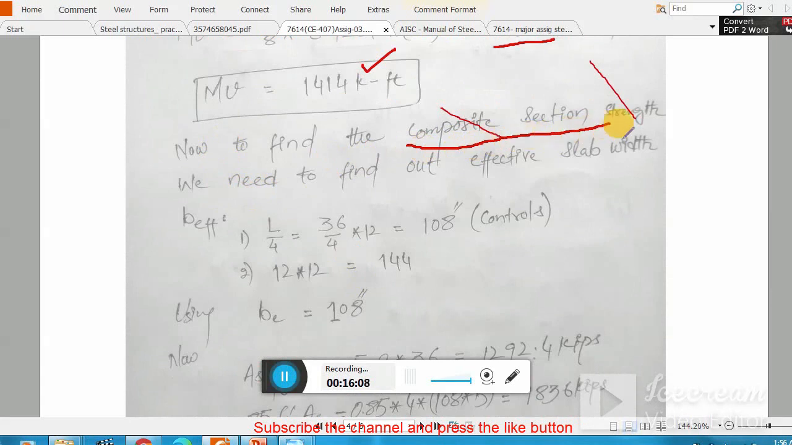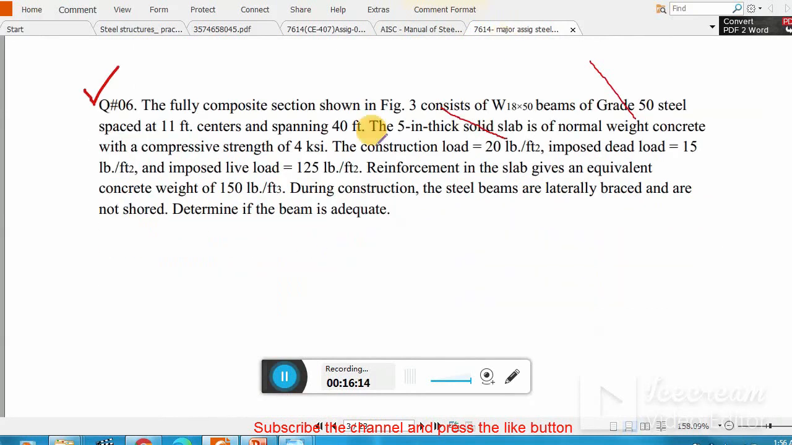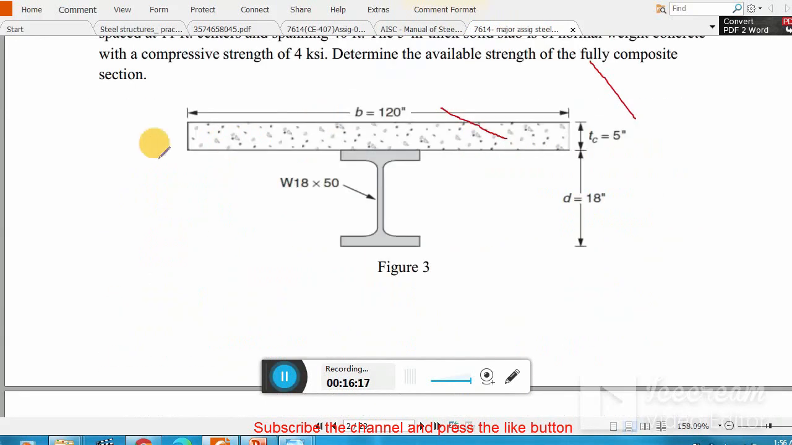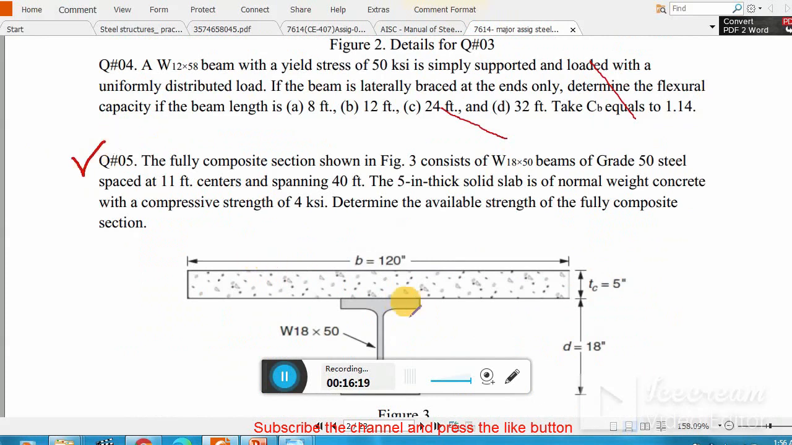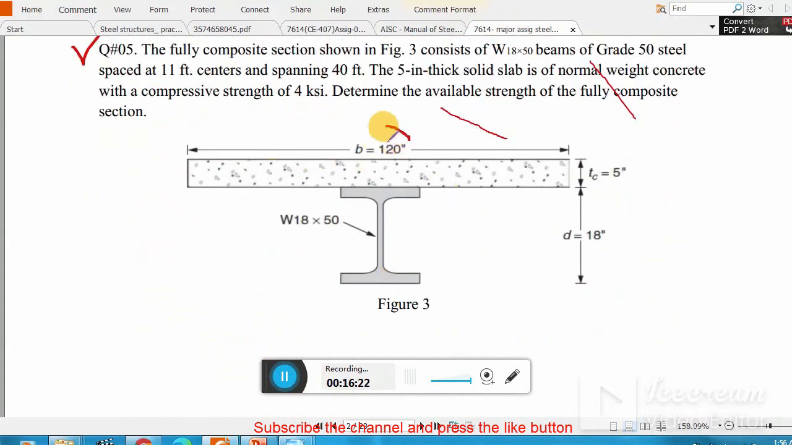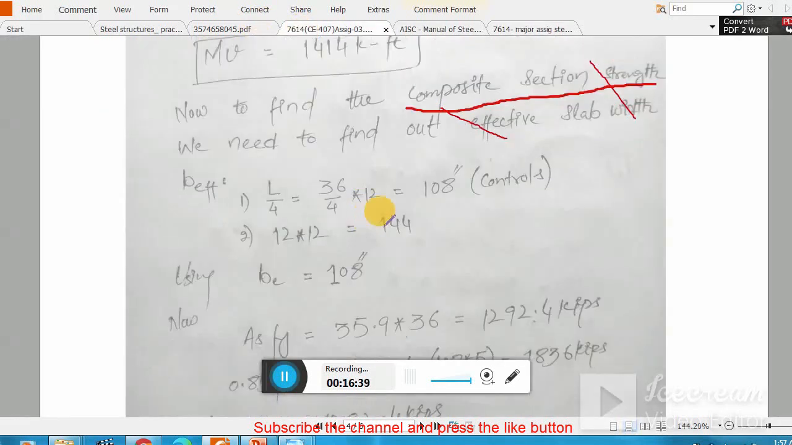Okay, we need now the composite section strength, and I explained this thoroughly in this question, how you can calculate, as well as in question number 5. You need the effective width, remember, you need your nominal depth, you need ts, and ts is given, this depth is given, the section is given. You have to just find out the effective width and then use the rest of the formula. So what they did, basically they found the effective width, L by 4 or center to center distance. The minimum one is this one, this controls. So your effective width is this one.